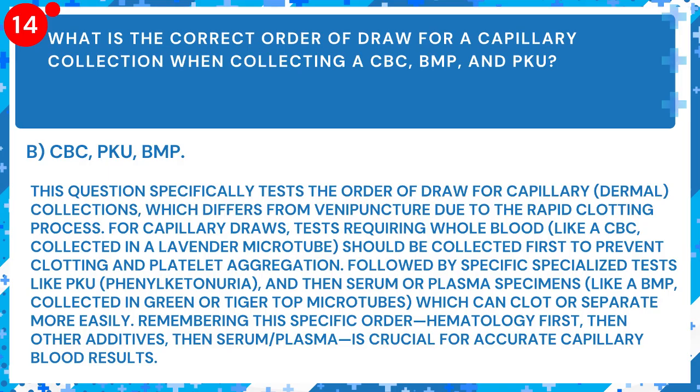Followed by specific specialized tests like PKU, phenylketonuria, and then serum or plasma specimens, like a BMP, collected in green or tiger top microtubes, which can clot or separate more easily. Remembering the specific order, hematology first, then other additives, then serum/plasma, is crucial for accurate capillary blood results.